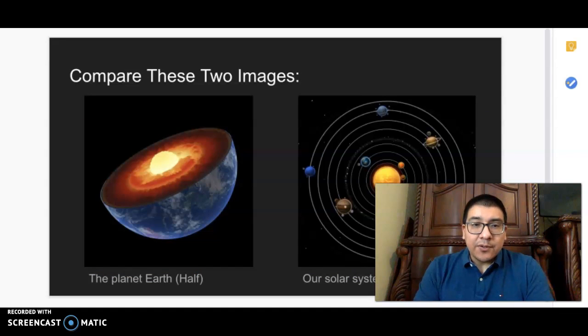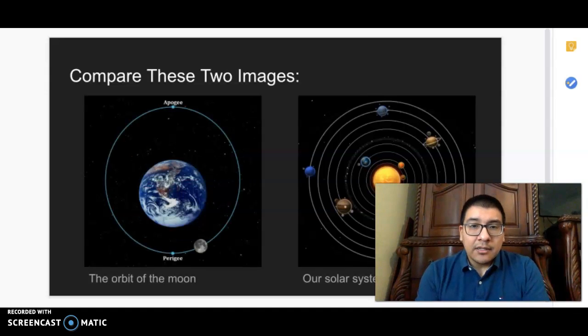So, with your partner sitting next to you, go ahead and discuss what similarities you see between these two objects. Compare the two images. On the left we have the planet Earth, cut in half. And on the right we have a simplified diagram of our solar system.